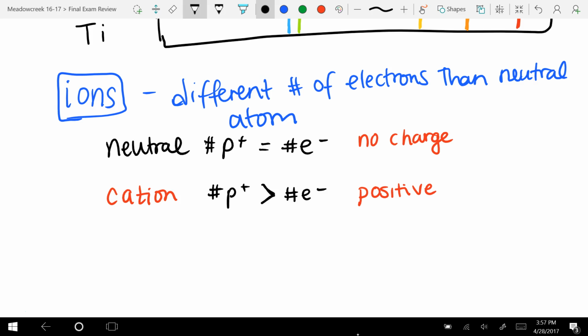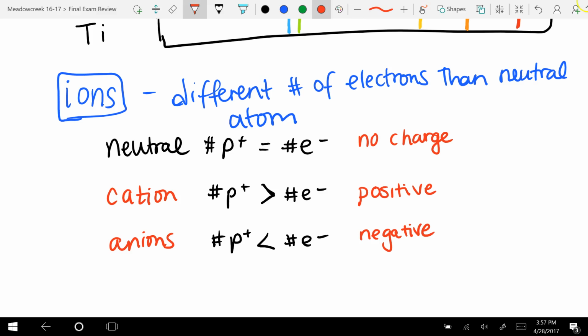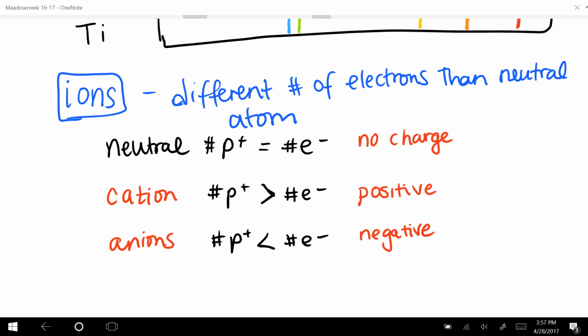But what if we have the opposite? What if the number of protons we have is less than the number of electrons? Well, then you're going to have an overall negative charge, okay? Because you have more negative electrons, and these are called anions, okay? Cats have paws, so cations are positive, whereas anions are negative. Okay, so now that I didn't forget that, let's go back to our neutrons.